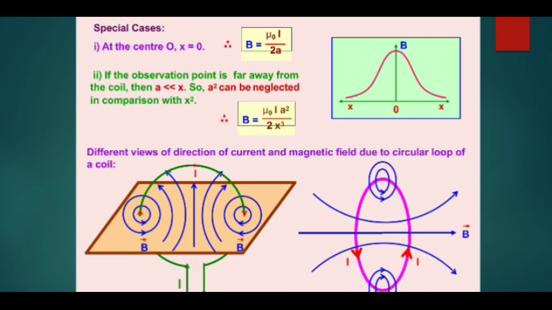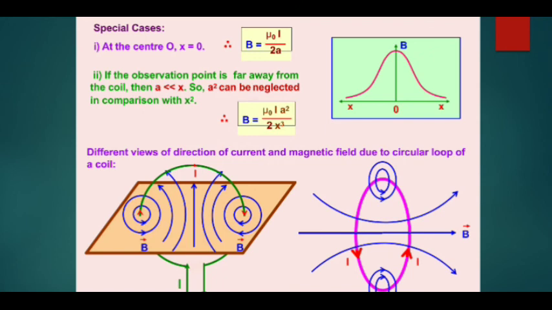Suppose the observation point is far away from the coil, so a is less than x, and a square can be neglected in comparison with x. Therefore B is equal to mu naught I a square divided by 2x cube, right? 2x cube. We are just substituting the values in the previous equation, and you will get this one.